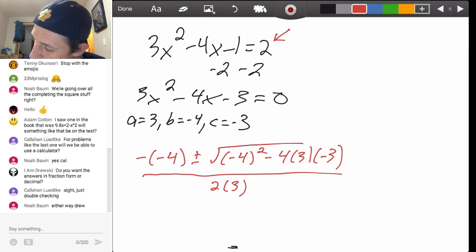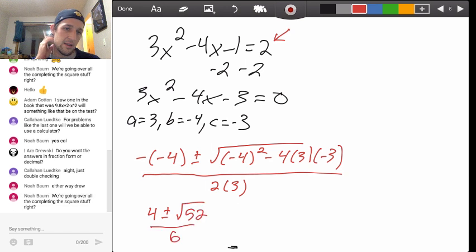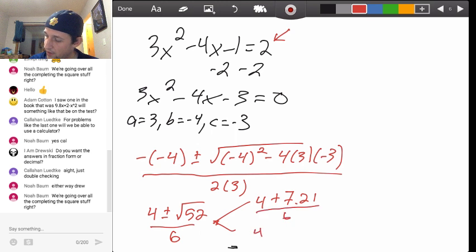Okay, so we're going to change a couple things. -4 turns to just +4. We get 52 under the square root and a 6 under here. Okay, this is a situation in which we don't have a perfect square under the square root. So when we take the square root of it, we're going to get a decimal. So we're going to do 4 plus 7.21, because that's the closest we can get on the square root of 52, and 4 minus 7.21, all over 6.